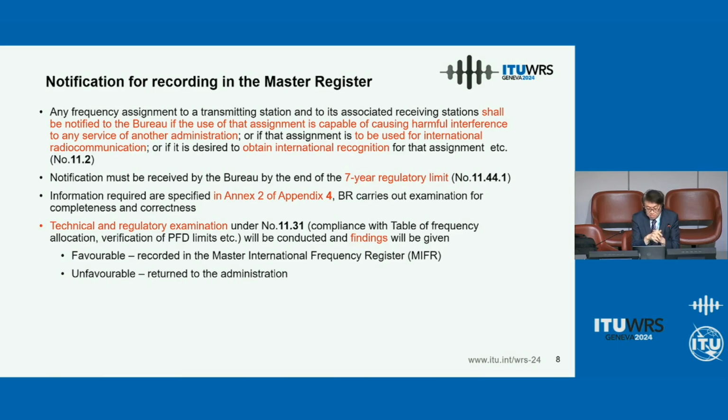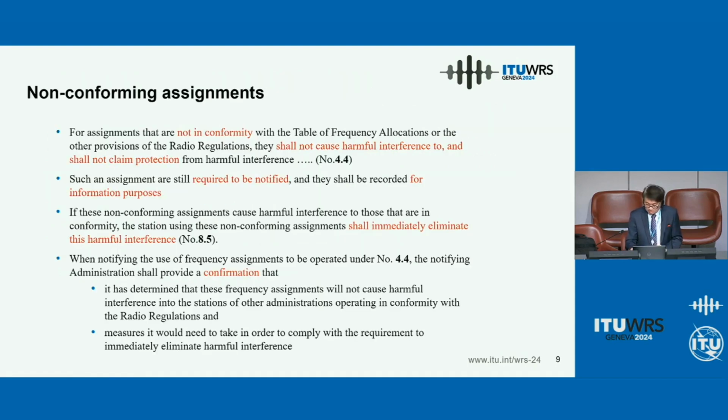At the notification, we do check this technical and regulatory examination under 11.31, which is a compliance with the table of frequency allocation, verification of power limits like PFD, EIRP, etc. And then we will give findings, and if it's a favorable finding, we publish in Part 2S and record it in the Master International Frequency Register. And if it is unfavorable, we will return it to the administration, which I will talk a little bit more about right after this. It's because I need to explain a little bit about the non-conforming assignments.